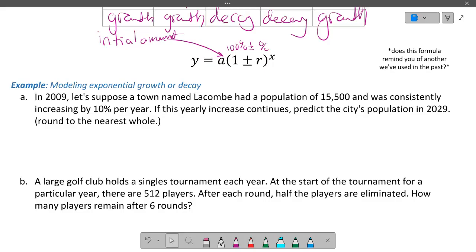Okay, 15,500 and consistently increasing by 10% per year. If this yearly increase continues, we want to predict the city's population in the year 2029, and we want to round to the nearest whole number because we're not going to have a part of a person. That would be a little ridiculous, right? So, looking at our formula, are we going to have growth or decay? Growth. So what formula are we going to use specifically?